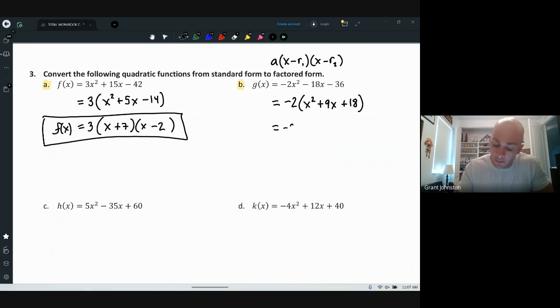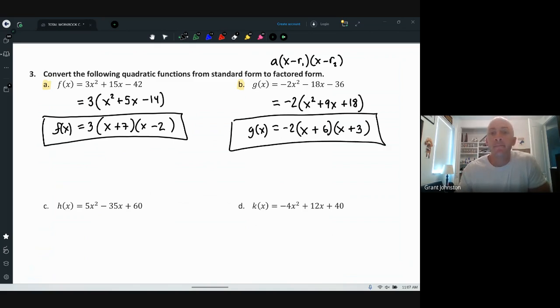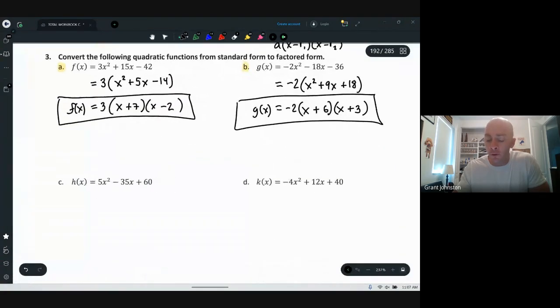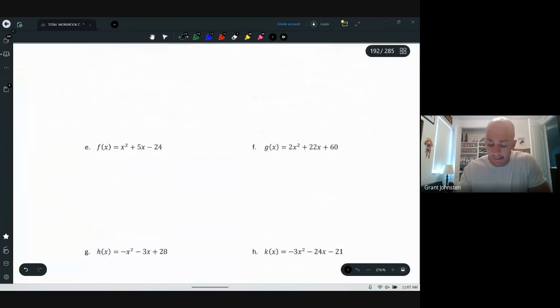So let me rewrite the negative 2. I'm going to factor that. X multiplies to 18, adds to 9. That would be 6 and 3. There you go. And it's in factored form. I'll let you try the rest of those. So you're just factoring. And remember, go back to a previous unit if you don't remember factoring and repractice some of that if you need to.